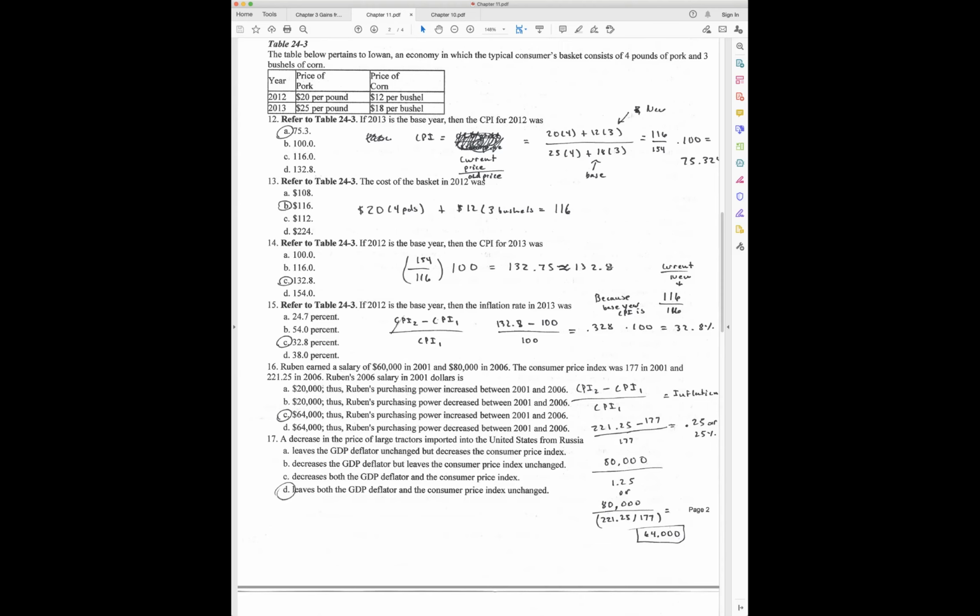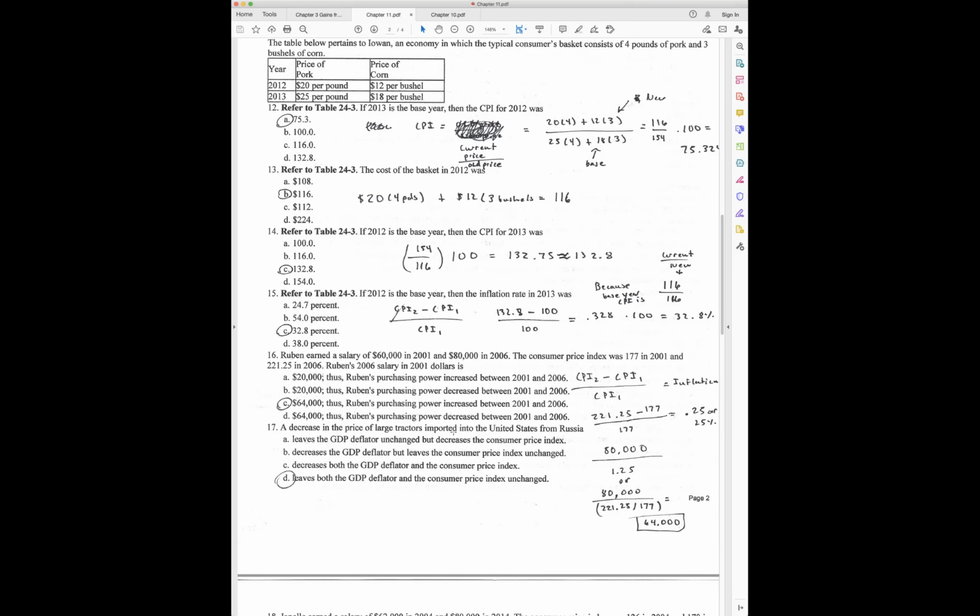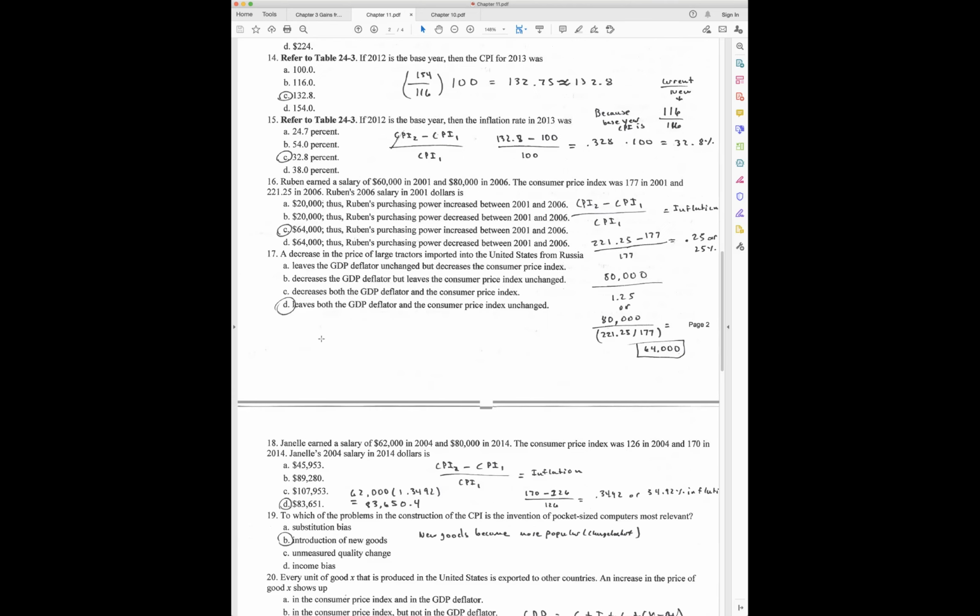So basically, we know that the base year is going to be 100. To figure out that percentage change, we use this CPI value right here, which is 132.75, or roughly 132.8, either one you want to use. Since we're comparing that with the base year of 2012, which was 100, it's just 132.8 minus 100 divided by 100, and that gets you 0.328. Multiply that by 100 to get the percentage form, and that would be 32.8%.